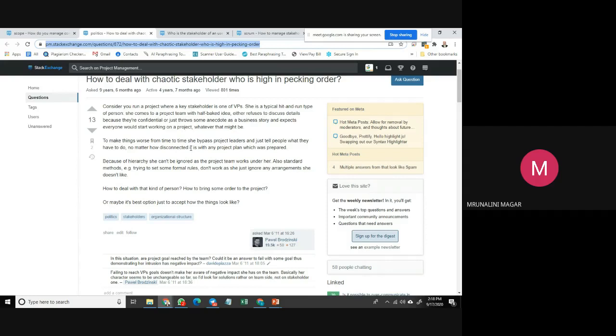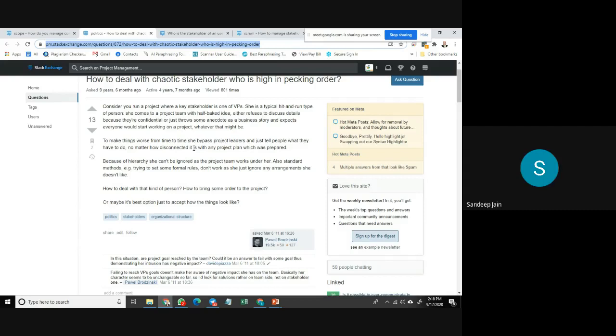Because of hierarchy, she can't be ignored as the project team works under her. Also, standard methods, for example trying to set some formal rules, don't work as she just ignores any arrangements she doesn't like. How to deal with that kind of person? How to bring some order to the project, or maybe the best option is just to accept how things look?